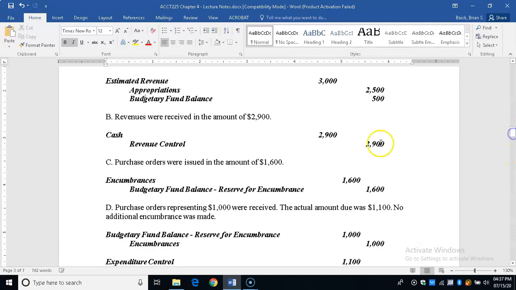Okay, next, it says revenues were received in the amount of $2,900. So if you receive revenue, you get cash, so you debit cash, and you credit revenue. Revenue control or revenue is fine. Credit revenue, $2,900.